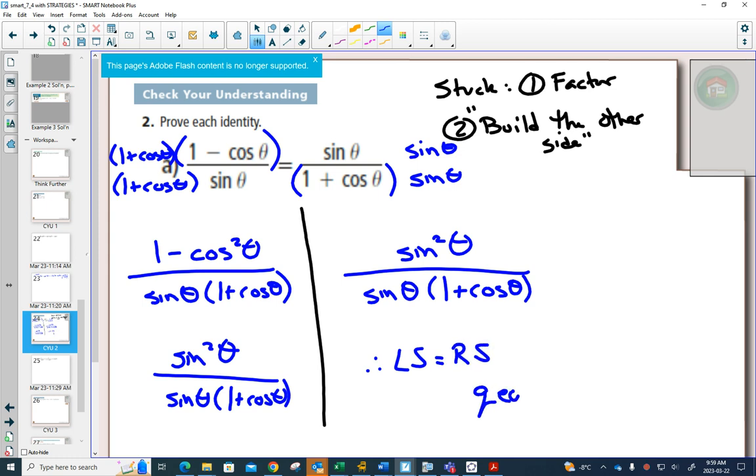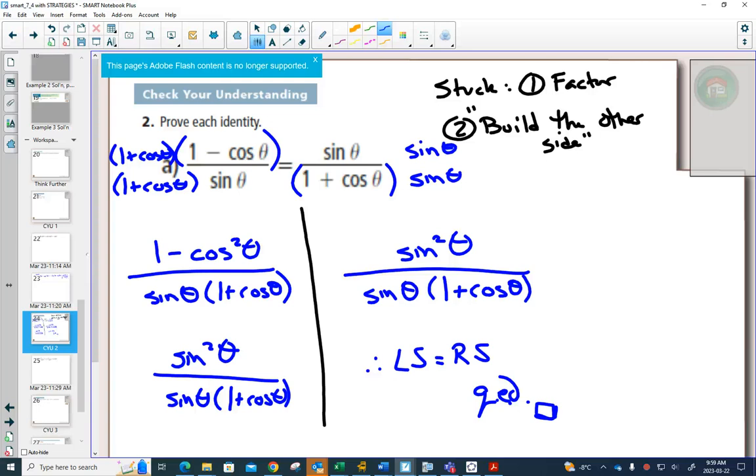And the proof, which originally looked like it was impossible, becomes doable. So the build the other side strategy, only use it if you're stuck, can't see what to do, right? Then you can build the other side.